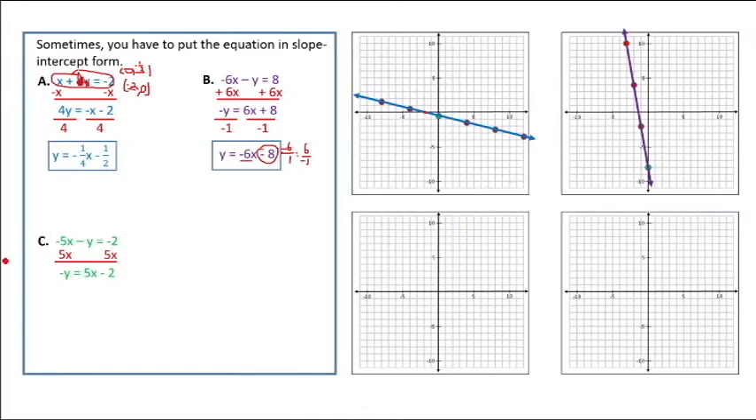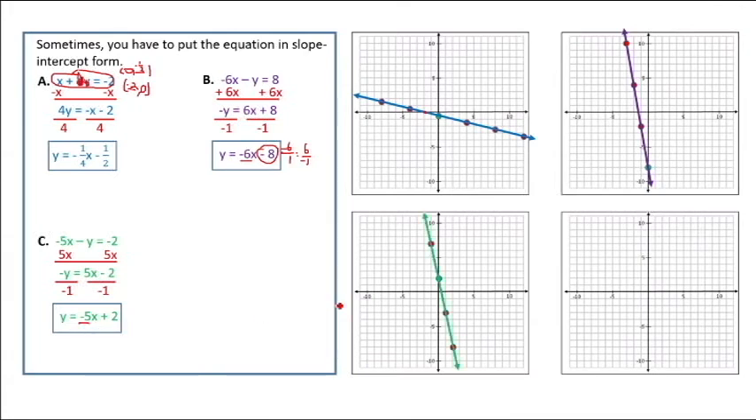How do we get rid of a times negative 1? By dividing by negative 1. Make sure you divide them both by negative 1, and you get the slope-intercept equation, y equals negative 5x plus 2. Down here on the graph, my y-intercept says start off at plus 2 and go down 5 over 1.